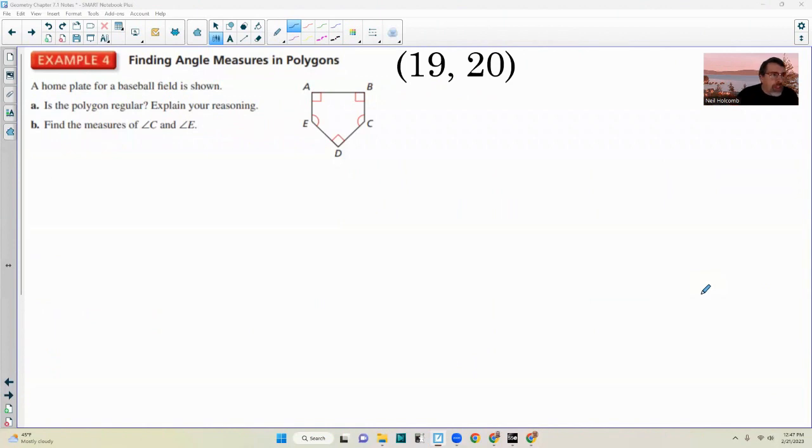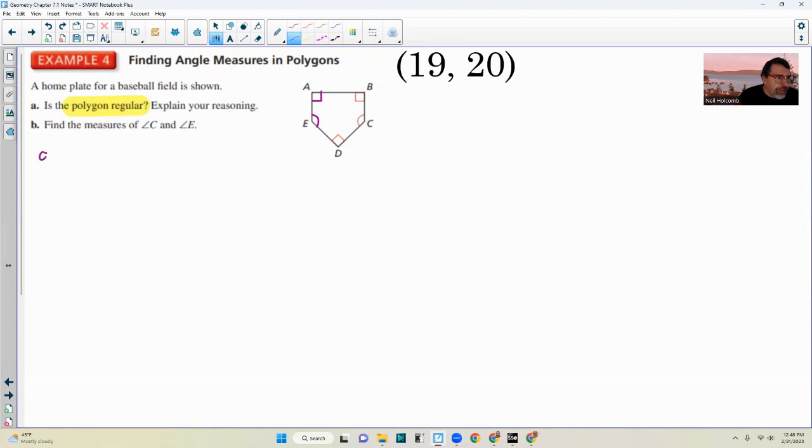Okay, so example 4 says finding the angle measures in polygons. A home plate for a baseball field is shown. This is the home plate. Is the polygon regular? Explain your reasoning. Well, we haven't discussed any of the vocabulary, so I'm going to do that now. A regular polygon is a polygon whose sides are all congruent and all the angles are congruent. Since I have an obtuse angle here and a right angle here, that's all I need to prove that this is not regular.